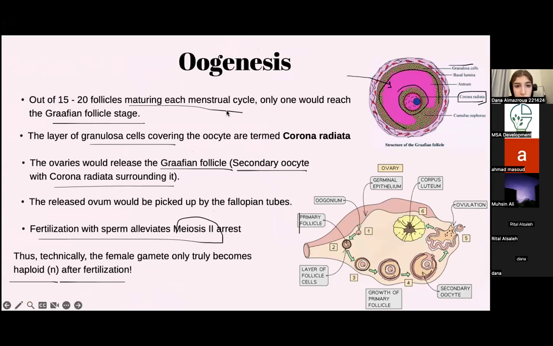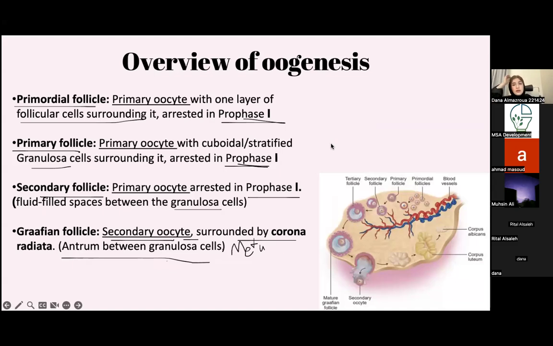So in the graafian follicle stage, it's diploid. It's not diploid, it's haploid because it has 23 chromosomes, but it has 46 chromatids. So it is haploid. When they said fully, truly haploid, they mean the chromosomes and the chromatids are both 23.